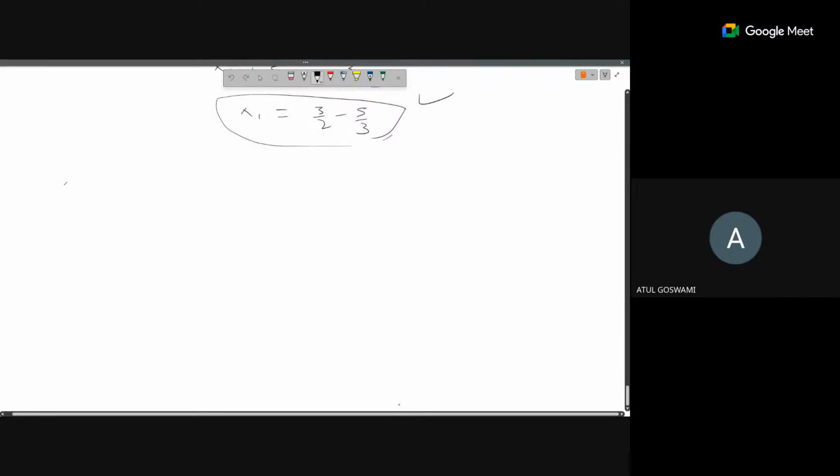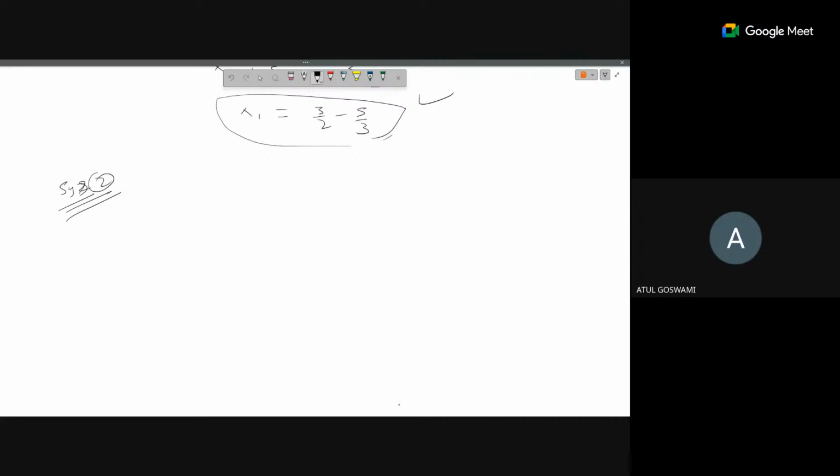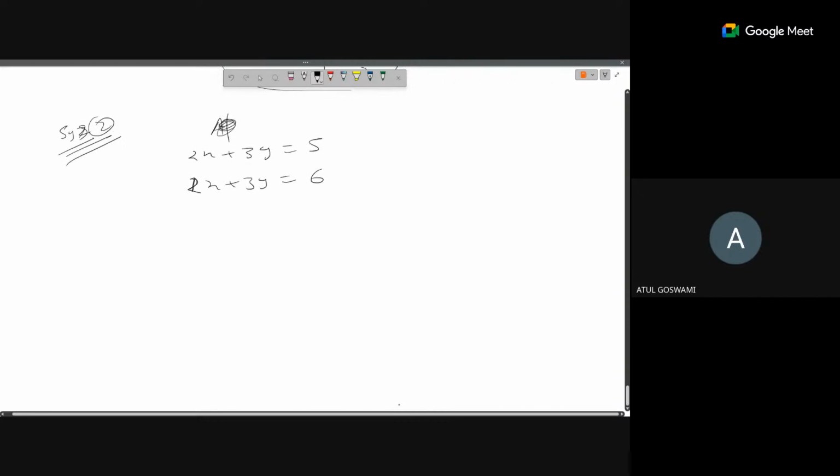Now let's take one more system. System 2. An infinite solution case, or a no solution case also. So what will happen in the no solution case? You just take two parallel lines. I'm quickly taking 2x plus 3y equals 5, and 2x plus 3y equals 6. So clearly, these two are parallel lines, right? That means no solution. Is that clear?